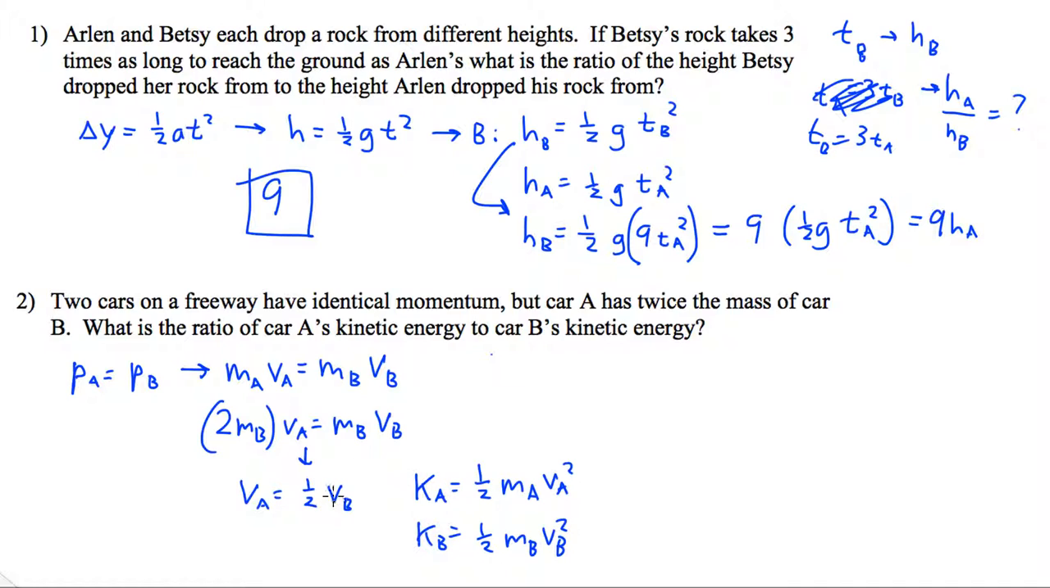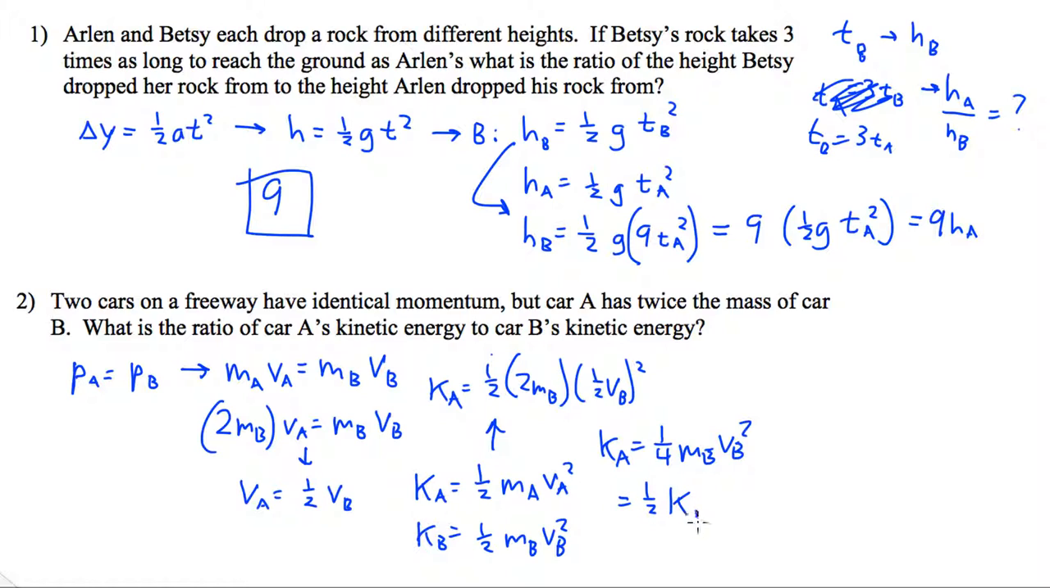And so how do I want to do this? I know that MA is 2MB and VA is 1/2 VB. So KA is 1/2 times 2MB times 1/2 VB squared. Then the 1/2 times the 2 cancels out, and you get kinetic energy of A equal to 1/4 MB VB squared, which is equal to 1/2 of the kinetic energy of B. So KA over KB equals 1/2.